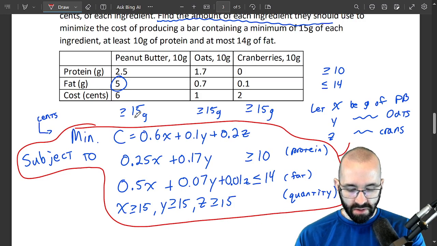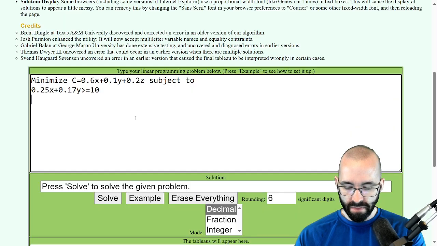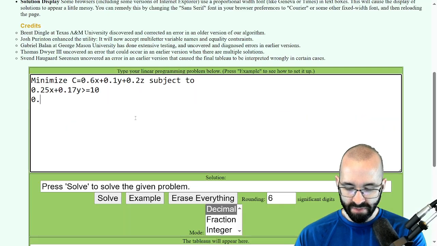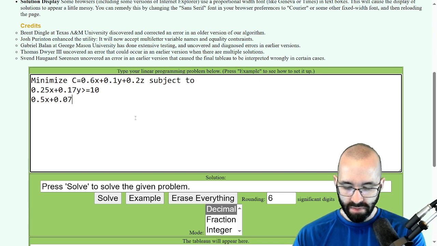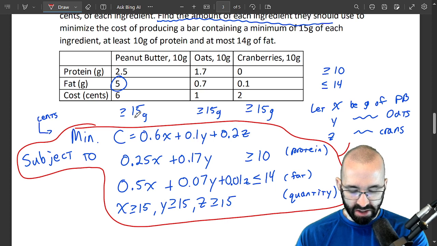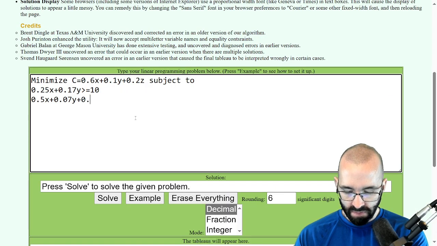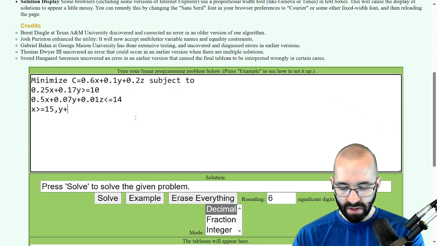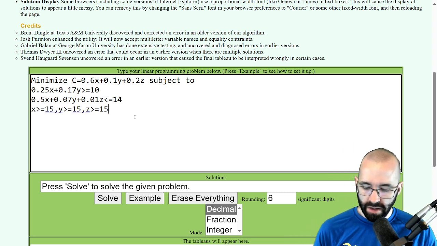And then 0.5, 0.07, and 0.01. I can't remember that many things. 0.5, 0.07. And then 0.01z and less than or equal to 14. Then everything is at least 15. All right, let's solve it.